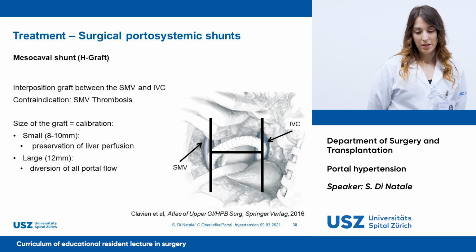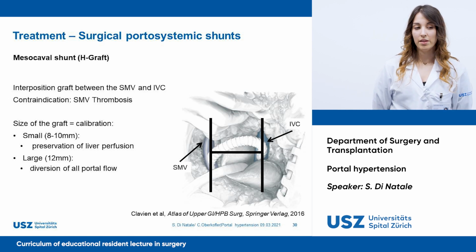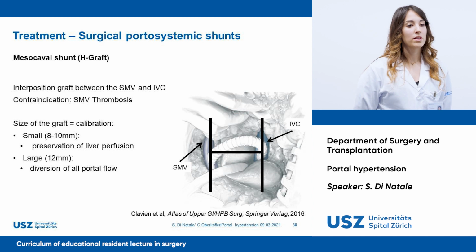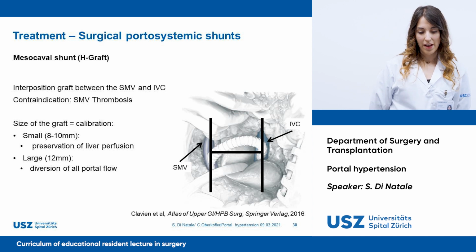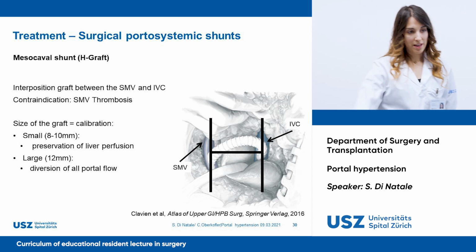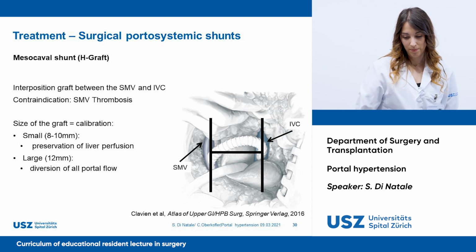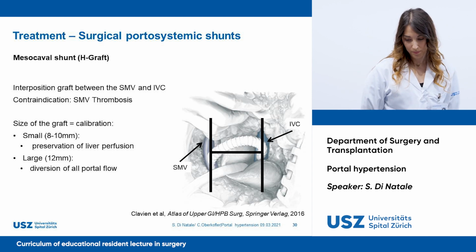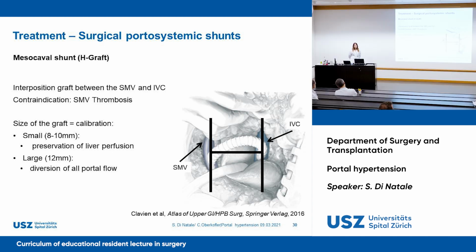This is the mesocaval shunt. It is an interposition graft between the superior mesenteric vein and the IVC, and a contraindication is a superior mesenteric vein thrombosis. Due to the shape, it is also called an H graft. With the size of the graft, you can calibrate the diversion of the blood flow, and a small graft leads to a preservation of liver perfusion, and a large graft to a complete diversion of the portal flow.